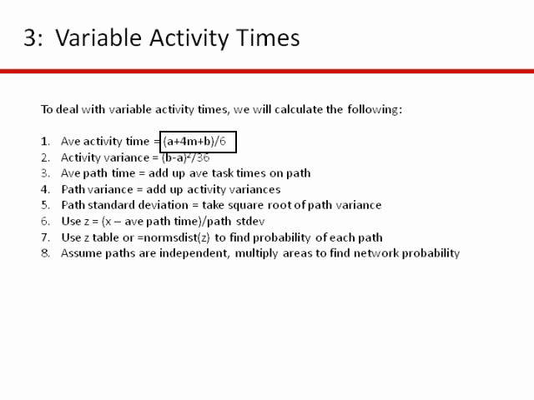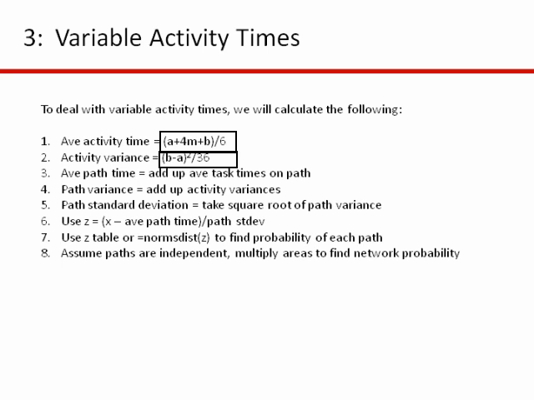Then you're going to estimate an activity variance. The activity variance is going to be your pessimistic time minus your optimistic time, squared, divided by 36. Okay. So now for each activity, we have an average weighted time and we have a variance.